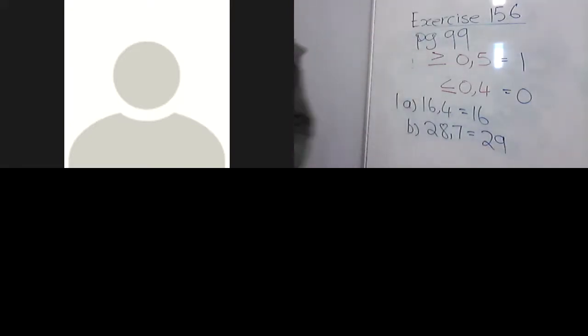We look at B, it's 28.7, 0.7. So we have a 7 after the comma. It's bigger than 0.5. So we bring it up to 1 and our answer will be 29. So rounding off is actually basically estimating your decimal to the nearest unit.